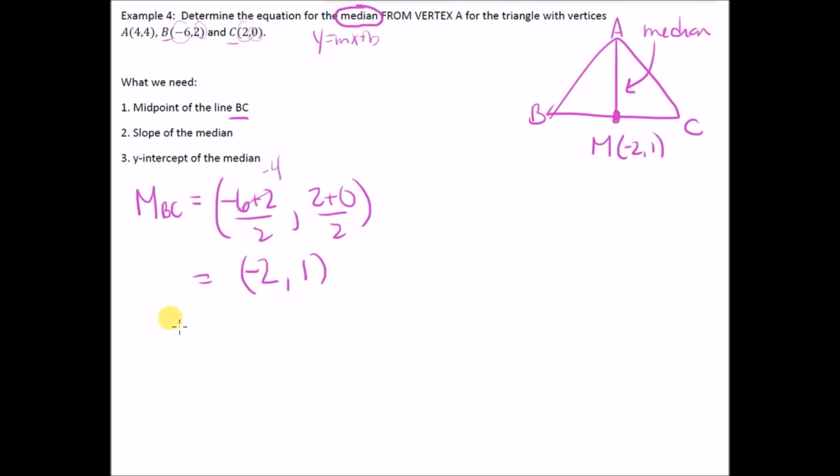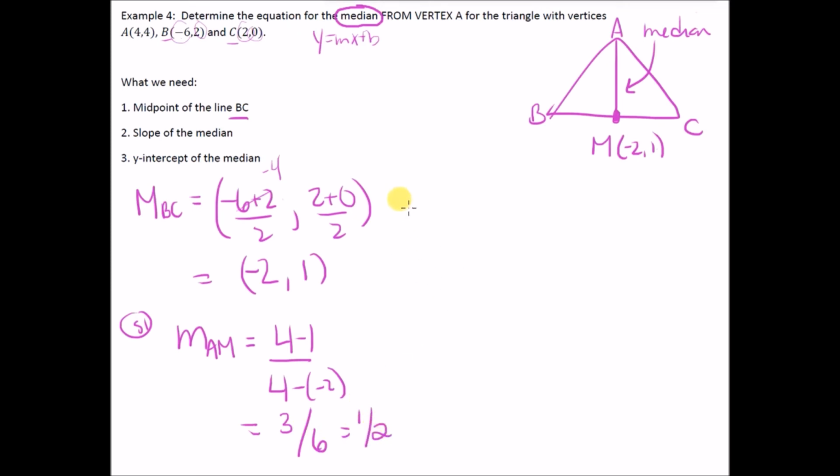Okay, and now it's just find the equation of the line. Again from grade 9, we're going to find the slope of AM. So A is 4, 4. So we have 4 minus 1 on the top and 4 minus negative 2. Don't forget to double bracket that, okay? So we get 3 over 6, which is just 1 over 2. There's our slope.